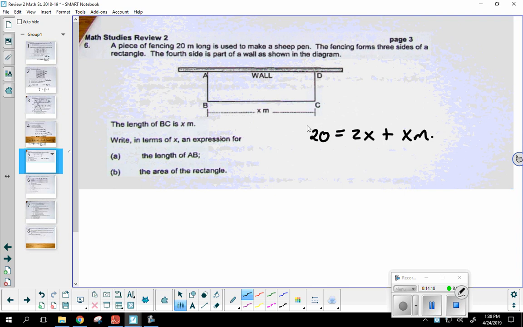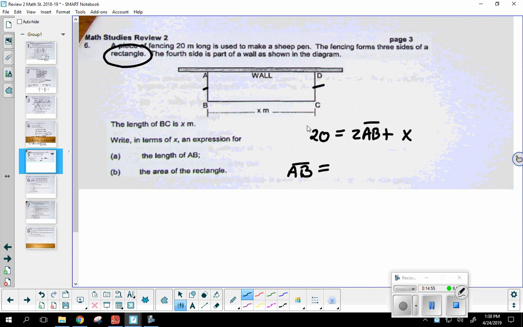The one thing that really helped me out was the fact they said it was a rectangle, so I know that AB has got to be the same length as DC. So I'm going to take the meters off right there. I said 20 has got to equal twice the length of AB plus X. So I think that's exactly what you were thinking about. I just used AB in there, and then I solved it pretending it was a variable. So I got that the length of AB is equal to what?